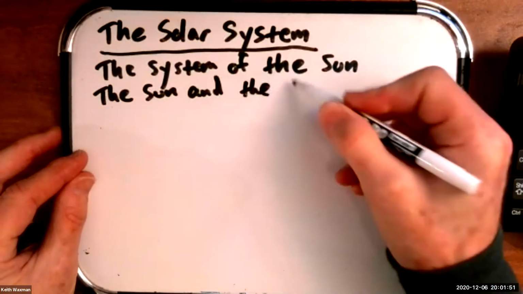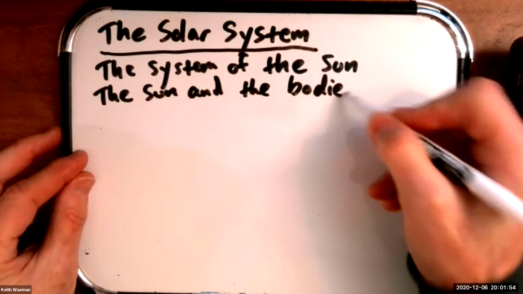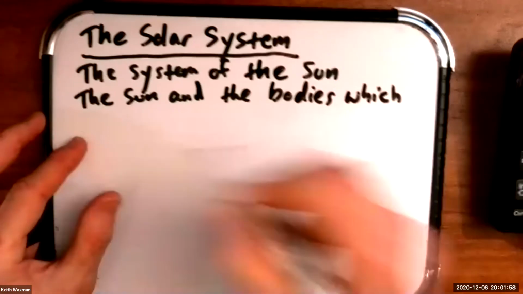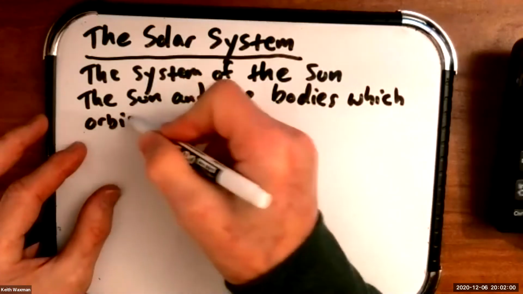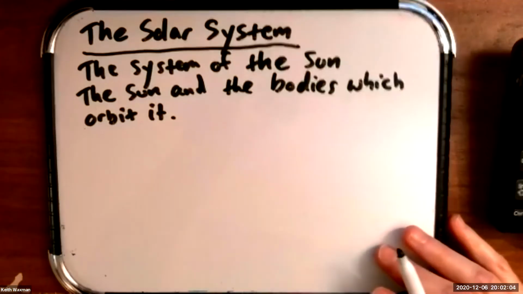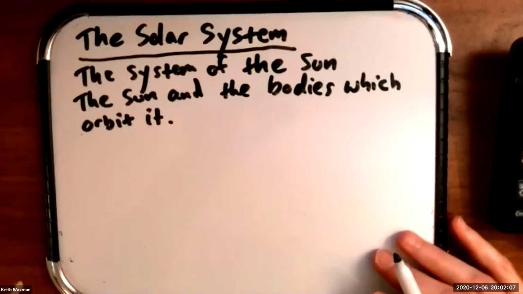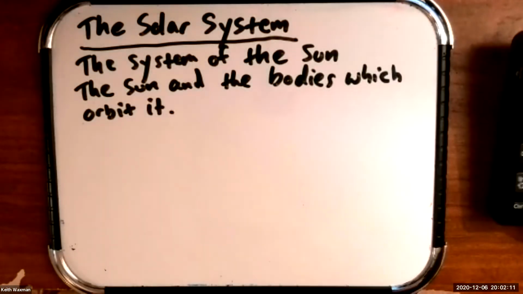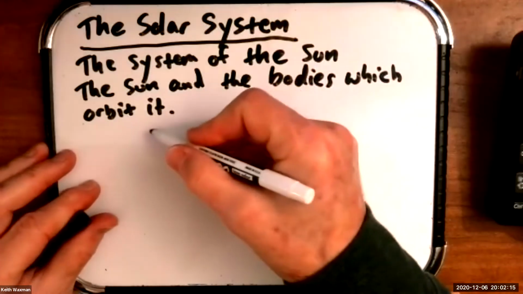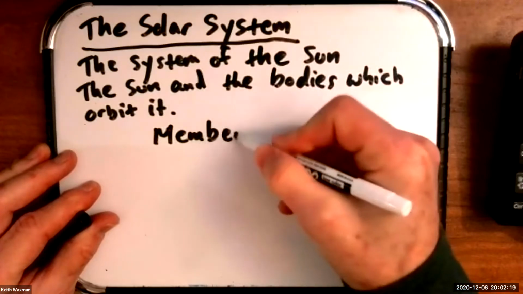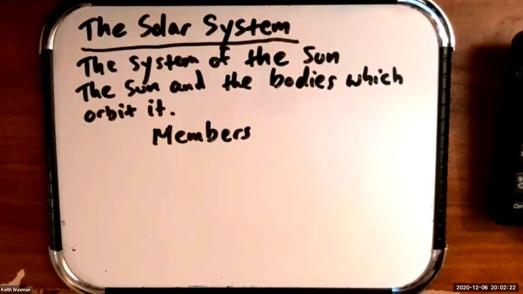and the bodies which orbit it. So a couple ways to define the solar system there. The system of the sun, or the sun and the bodies which orbit it. And we did talk about last time, at least one thing that went around it. So let's talk about the members of the solar system.